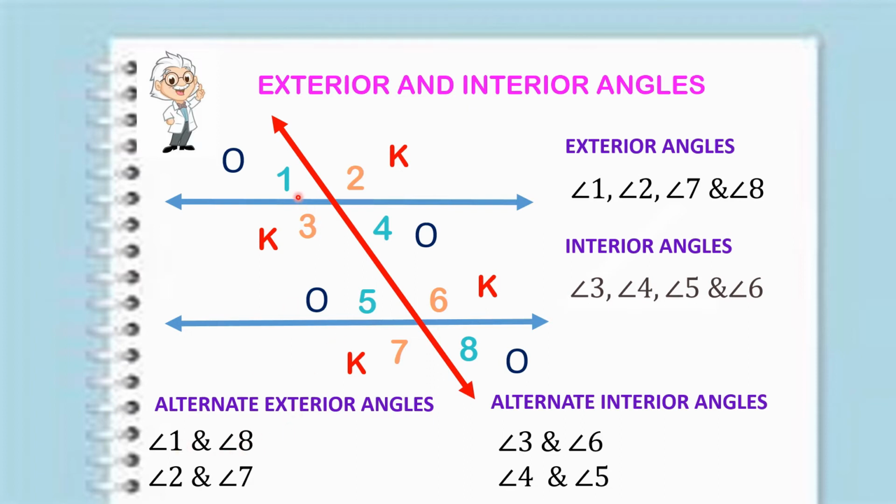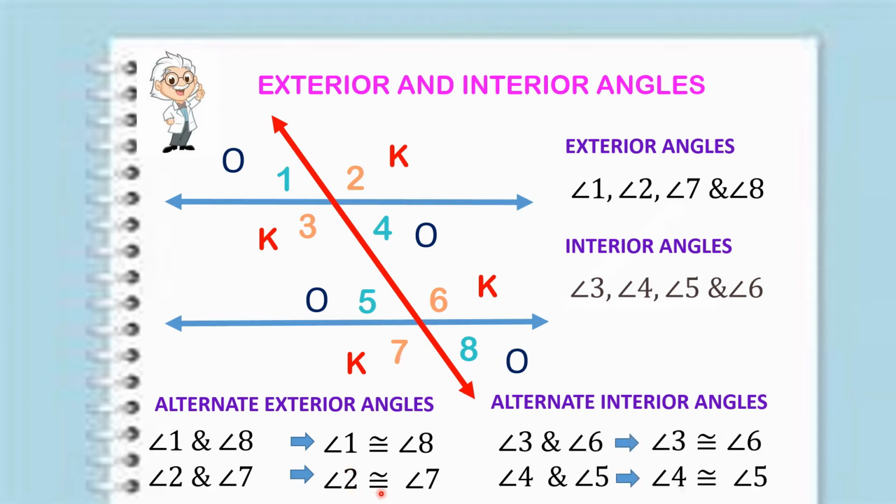If we recall the OK method and compare their measurements, if you observe here in the figure, angle 1 and angle 8 are both O. So, you could say O is equal to O. So, angle 1 is congruent to angle 8. Same with angle 2 and angle 7, they are both K's. So, K is equal to K. So, angle 2 is congruent to angle 7.